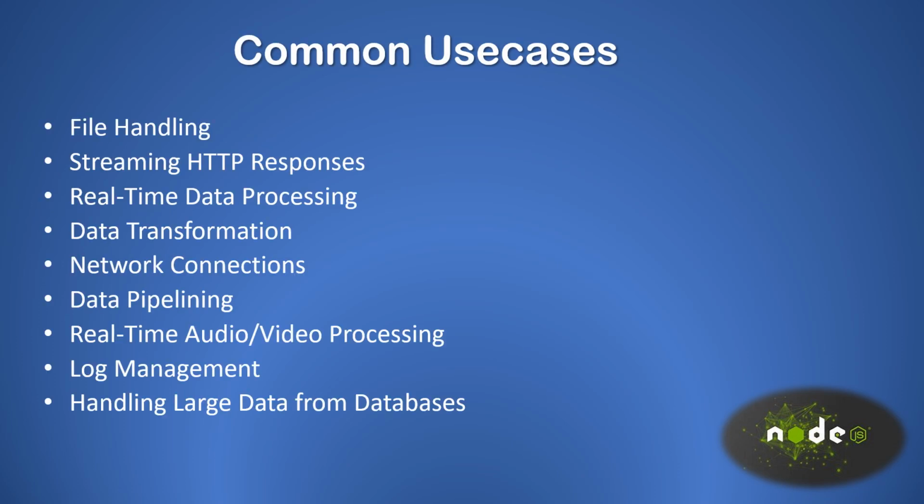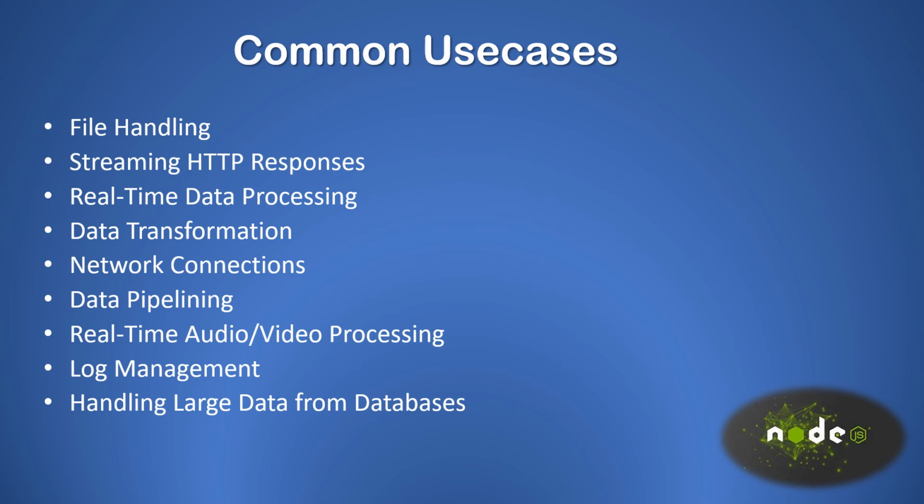Okay, now let's see what are the common use cases of Node.js streams. First, it is widely used for file handling, like reading and writing large files. That is one of the common use cases, to efficiently read a file at a faster pace, right? Streaming HTTP responses, like serving large files to users without loading the entire file into memory, which improves the performance.